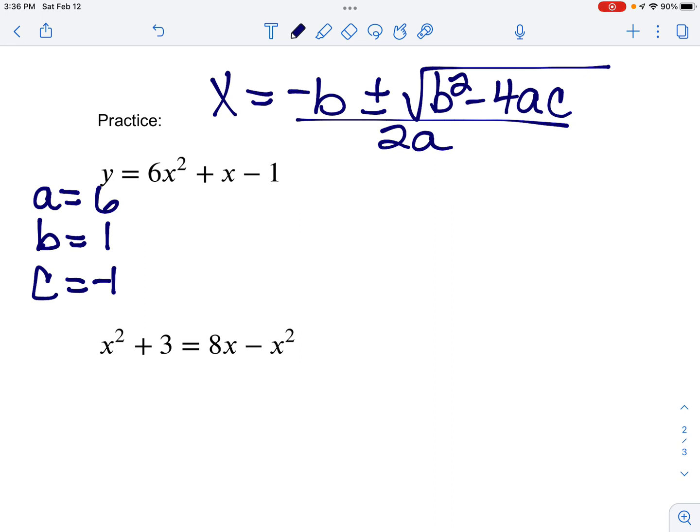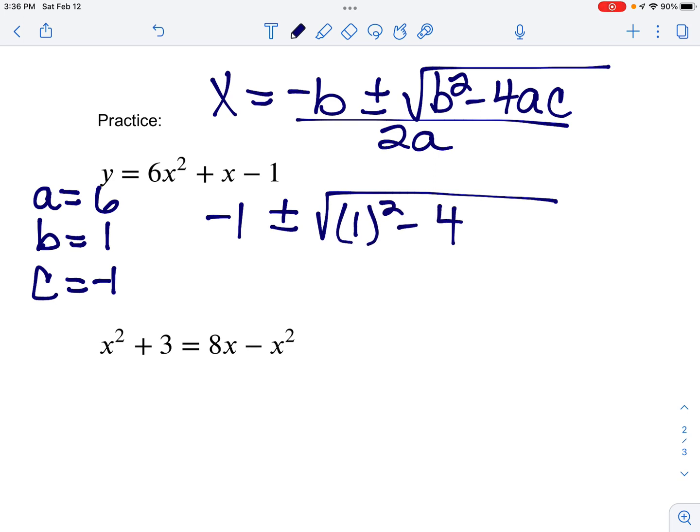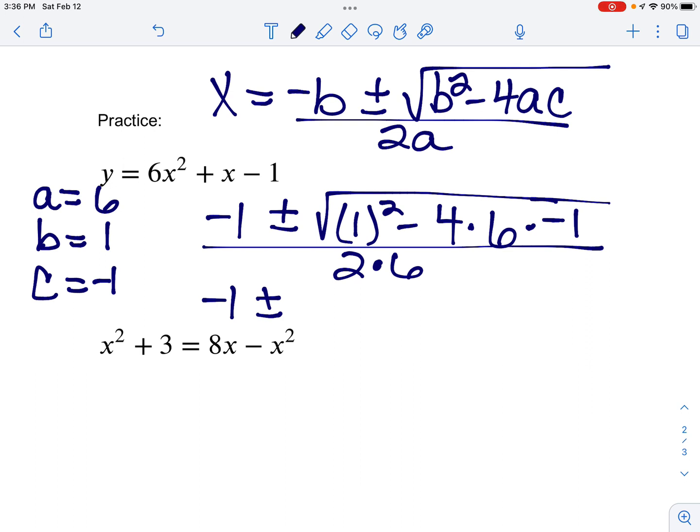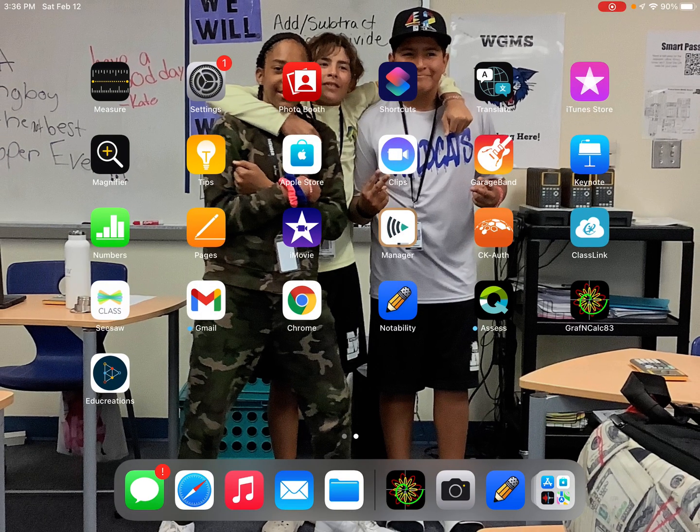So I'm going to say negative b, so negative 1 plus or minus square root of 1 squared minus 4 times a, which is 6, times c, which is negative 1, and that's all over 2 times 6. So that's what I'm going to put in my calculator. If I'm going to break it down a little bit simpler, I'm going to do just the radical part. So I'm going to calculate the discriminant, which is 1 squared minus 4 times 6 times negative 1.